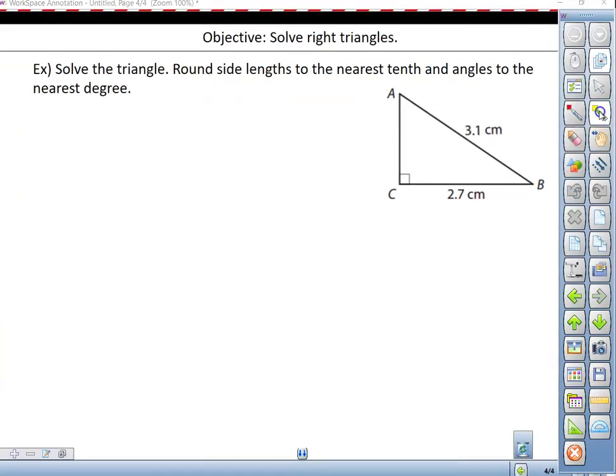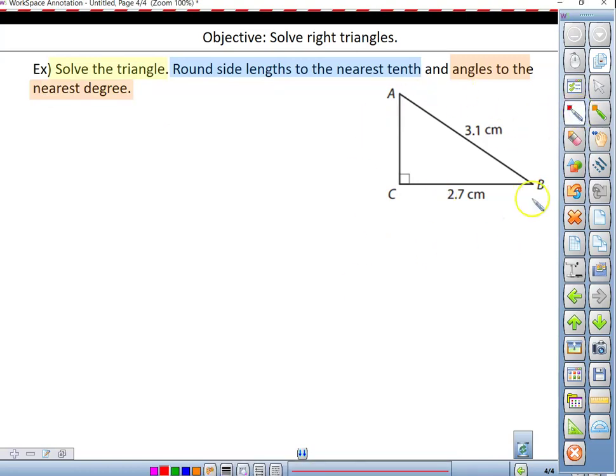In this problem, we are going to solve the triangle, which, as I said, means that we're going to find all unknown measures, angles and sides. And we need to keep track of what those are and know the proper way to write those notations too, given this type of problem. We have some instructions to round any side lengths to the nearest tenth, and that would be our centimeters. And we're to round angles to the nearest degree, which would be the nearest whole number degree measurement.